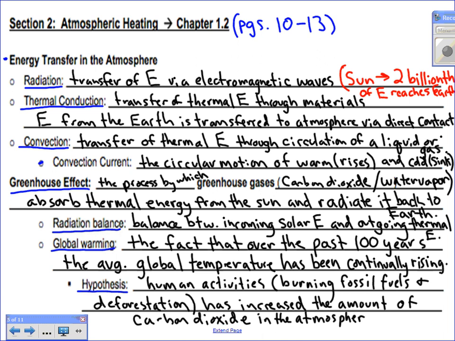And this is increasing the amount of energy absorbed. So this increases the amount of energy absorbed. Okay. So that is why that is a problem. We're not able to release that energy because of the extra greenhouse gases in our atmosphere.